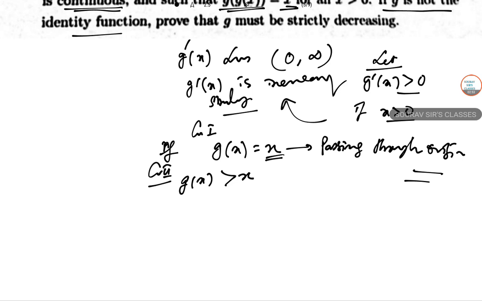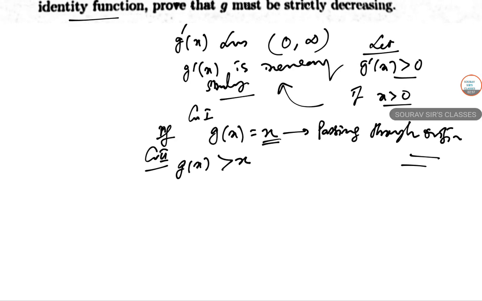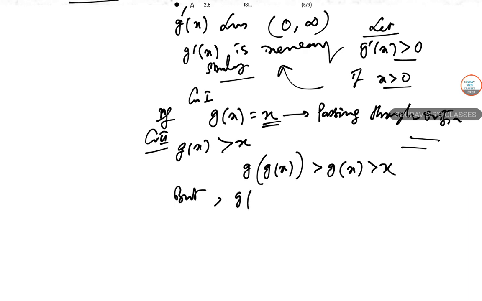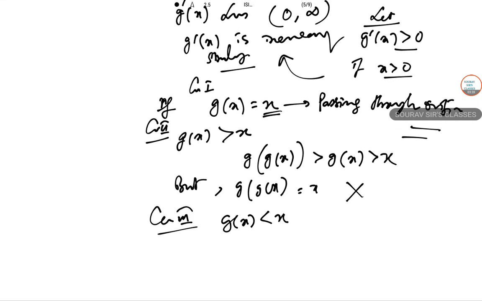Case 2, g of x is greater than x, and we will take another case, g of x is less than x. So g of g of x is greater than g of x, and that is greater than x. But we have taken g of g of x equal to x, so this is not possible. Case 3, if we take that g of x is less than x, similarly g of g of x is less than g of x. So the assumption g dash x greater than 0 is not valid in this case, so this is also applicable, but this will create a strictly decreasing structure.